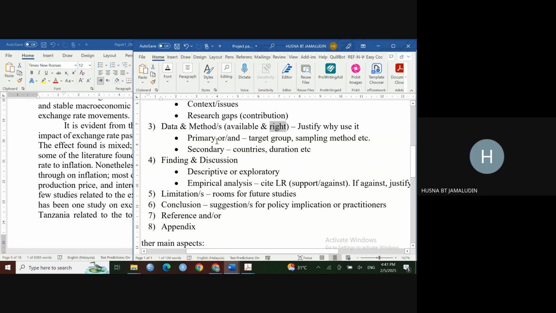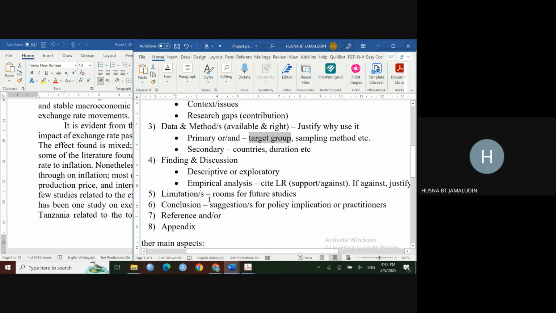Okay, so when you talk about the data, there are two types of data, primary and secondary. You can use a combination of both. It doesn't mean that when you use primary, you cannot use secondary. You can use both. In fact, it is even better to have a combination of both. In my study, I always use a combination of both to strengthen my result. Okay, so if you are talking about primary data, you have a target group. For example, you are talking about Tanzania, right? But that is secondary. Okay.